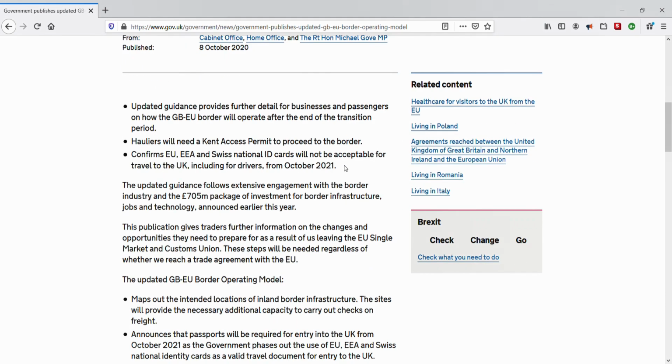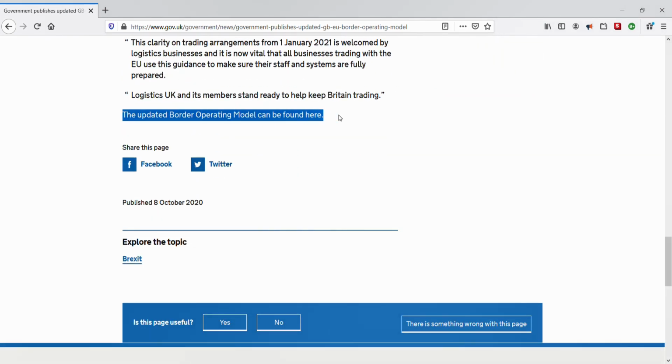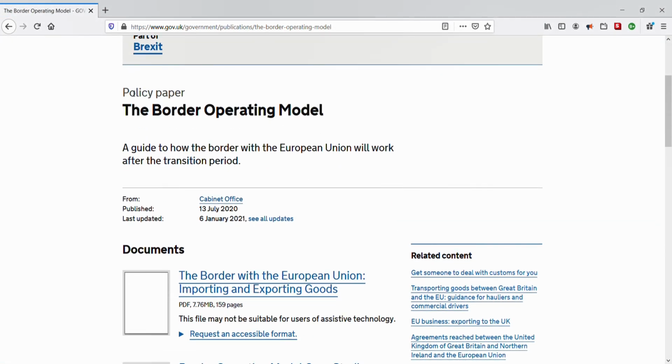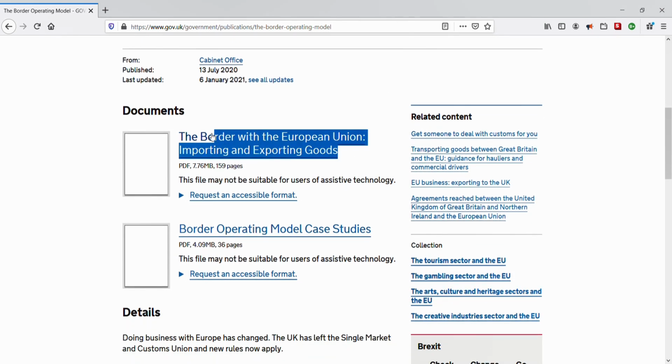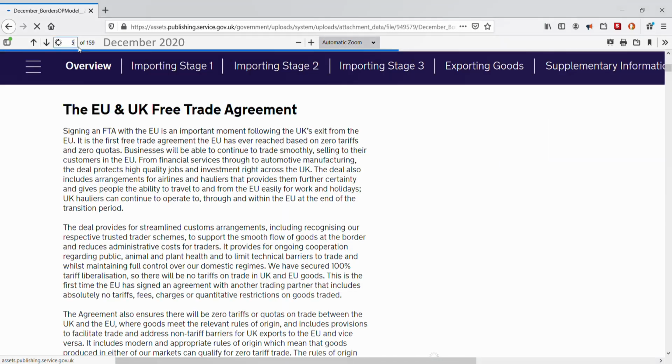And scroll down to the bottom. The updated border operating model can be found here. Click that. Scroll down a bit. Policy paper: The border operating model and the border with the European Union, importing and exporting goods. And we're on the December 2020 version. A 159 page PDF. And jump to page 5.